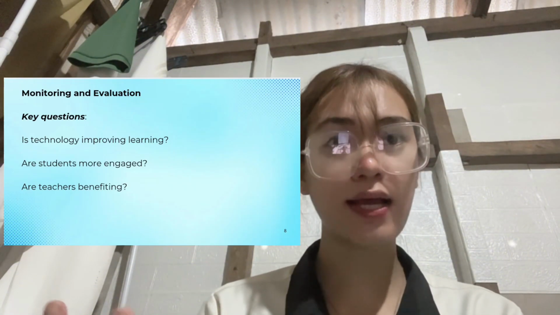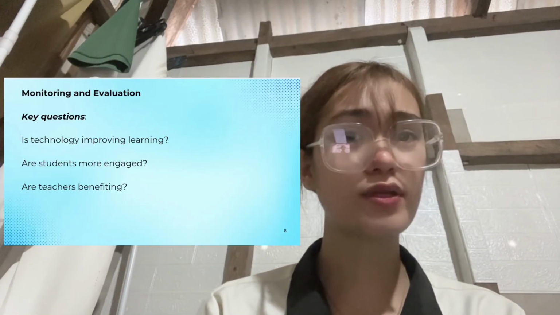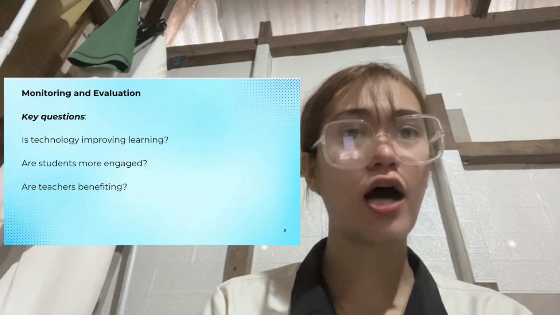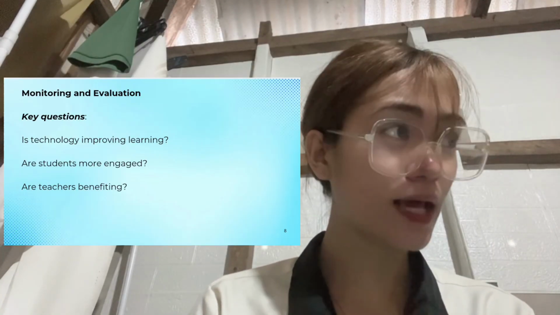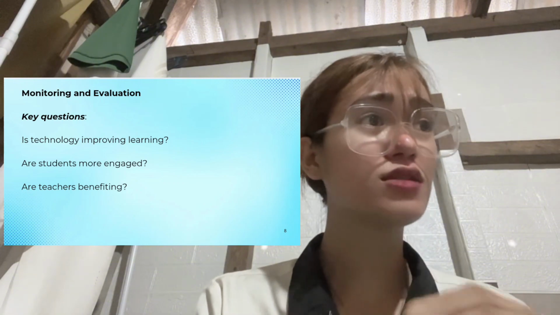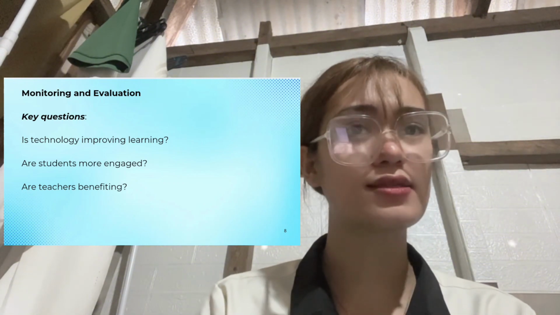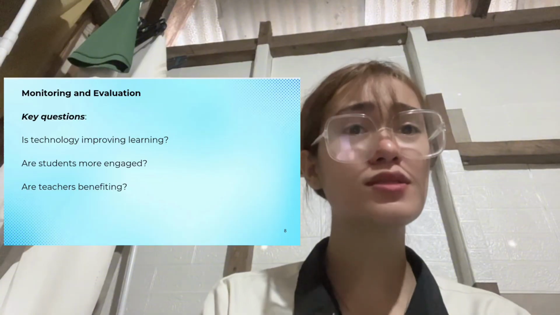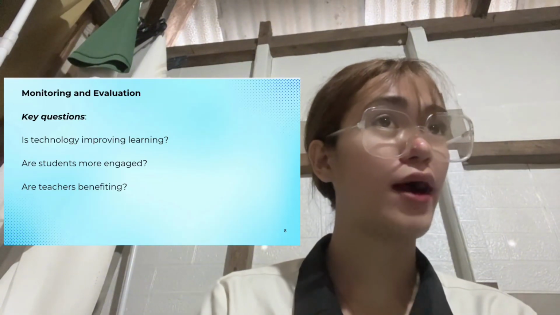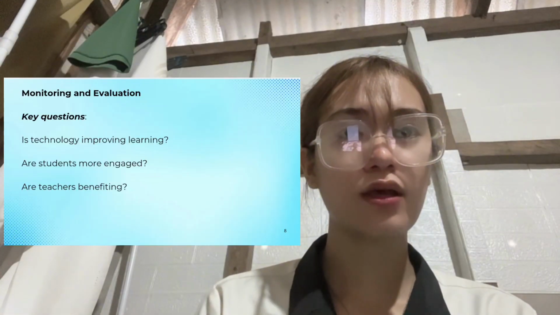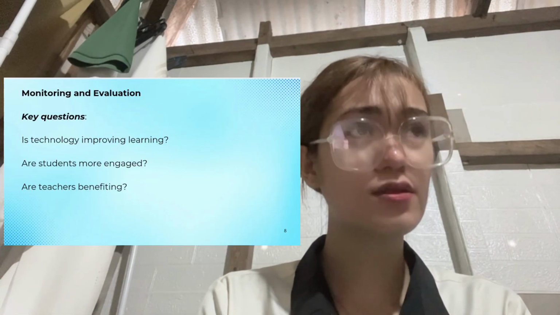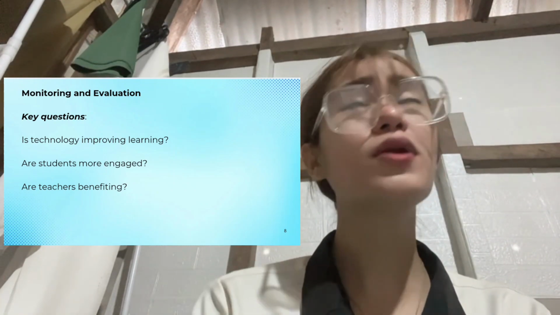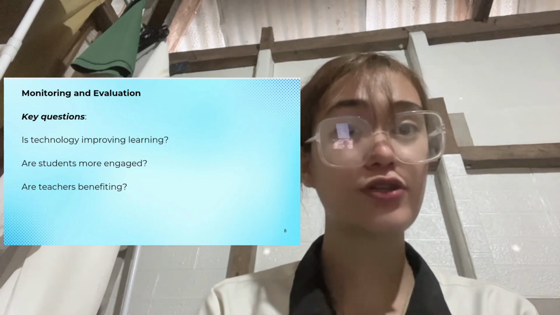And also monitoring and evaluation. Now, why do you think evaluation is really important? Of course, to know if the technology that they are using in school is effective for them. School leaders must ask, is technology improving learning? You should always ask yourself if that technology really improves the learning of the students. And also, are students more engaged? Are those technologies making students more engaged, and are they learning engagingly? And are teachers benefiting from it? Of course you also need to ask if the teachers benefit from these technologies. Monitoring helps schools improve their strategies.